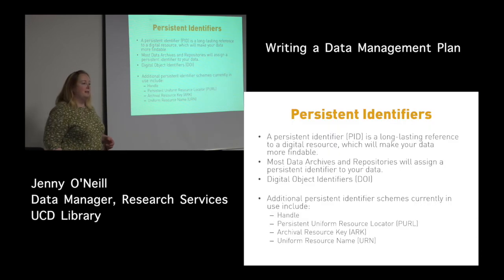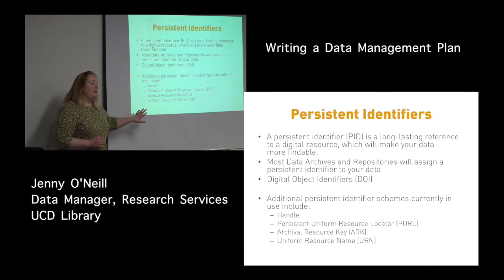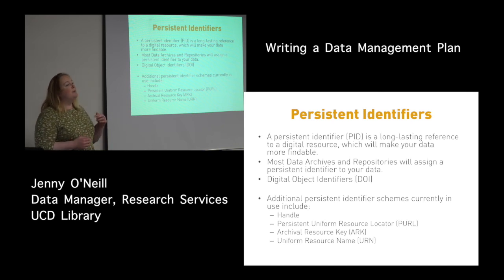In terms of persistent identifiers, I've talked a little bit about this already. There are different types of persistent identifiers that you can get for your data, but basically if you put them into an archive or repository, most of them will assign a DOI, a digital object identifier, and this is the same system that's put in place for your publications.